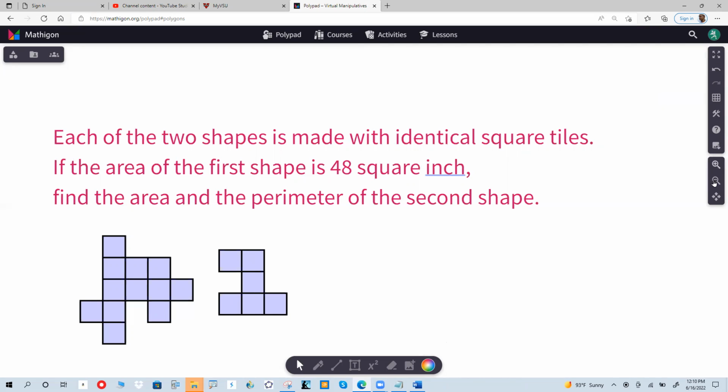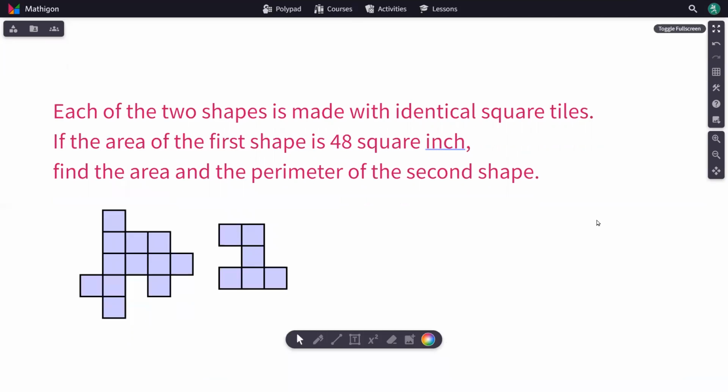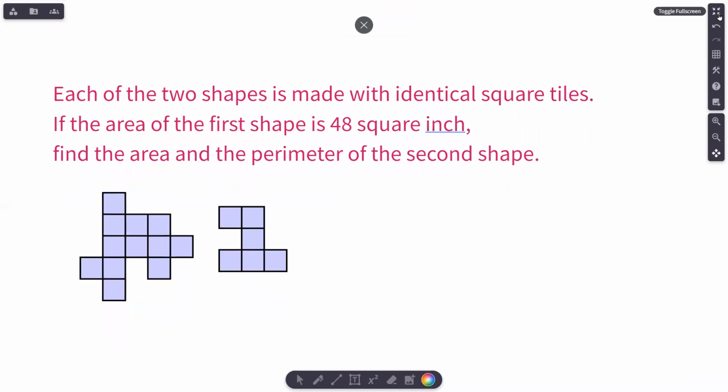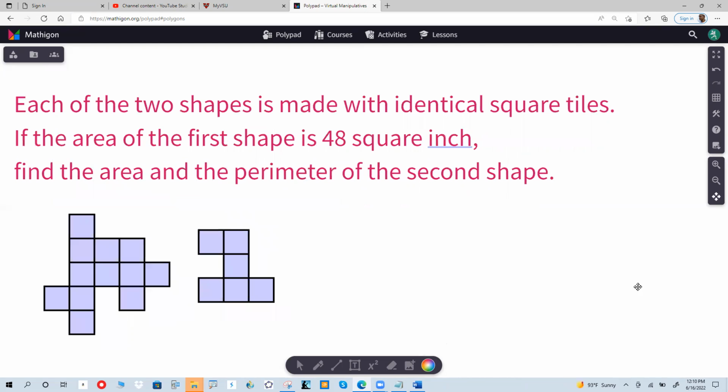Awesome, guys. Let's read the question carefully. Very carefully. Each of the 2 shapes is made with identical square tiles. It doesn't say unit. You can't assume. If the area of the first shape is 48 square inch, okay? How many squares are here?